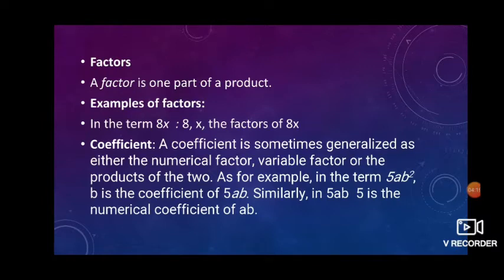Next one is coefficient. A coefficient is generalized either as a numerical factor or a variable factor. For example, if we take 5ab square, here 5 is a factor of 5ab square and 5 is the numerical coefficient of ab square. If we take a, it is a factor of 5ab square and a is the variable coefficient of 5b square. Similarly, one more example, 5ab: 5 is the numerical coefficient of ab.